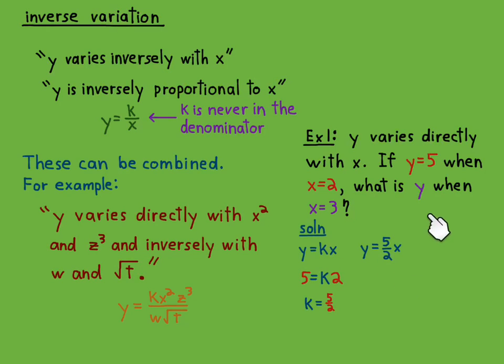Now what they'll do is they'll give you other information. You know k, so they'll give you either a value for x or a value for y and ask you to solve for the other one. So they gave you 3 for x and they want to know what is y. So you just put in 3 for x and you get 15 halves. Okay, that's it. It's that simple.